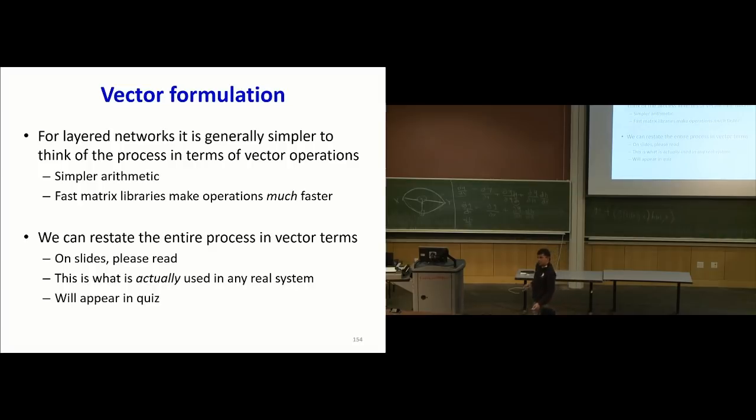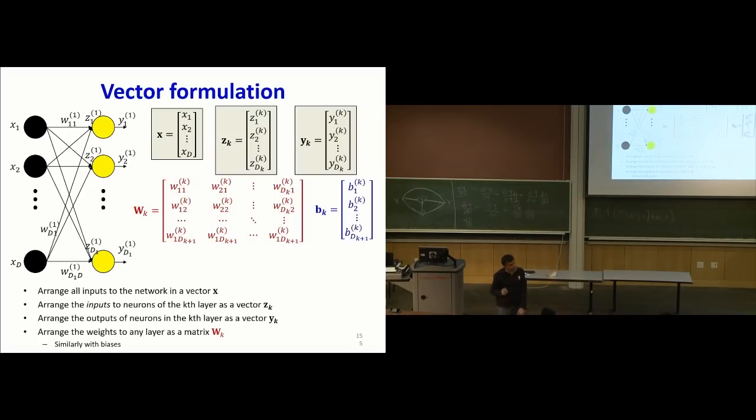So in fact, in any real system, this is what you're going to use. In fact, if you're writing code, this is what you're going to use. So let's see how I do this. First, I can write all of these weights as a matrix. I can write all of these guys as a single vector. I can write my biases as a single vector. I can write all of these z's as a single vector. I can write all of these y's as a single vector, right?